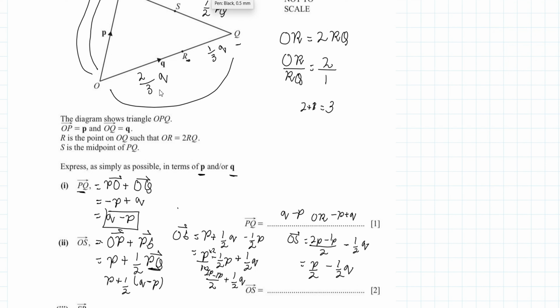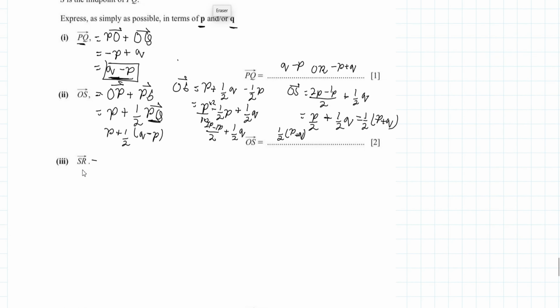Sorry, this is a positive sign here, 1 upon 2 common, so your answer is P plus Q. So the OS is 1 upon 2 (P plus Q), so it will give you just 2 marks.